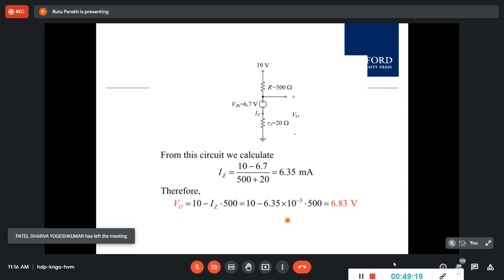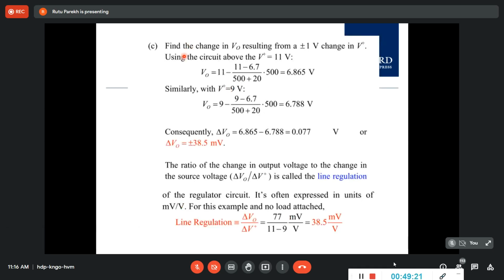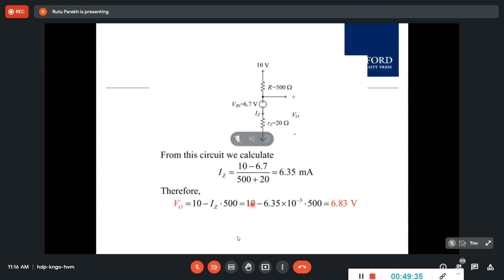Now the next part: find the change in V0 resulting from this plus or minus 1 volt change in V plus. So here V0 was this much when it was the standard voltage, 10 volt, what your circuit is designed for. But sometimes it goes to 11 volt and then 9 volt. Then what is the change here? That's what we have to find out.